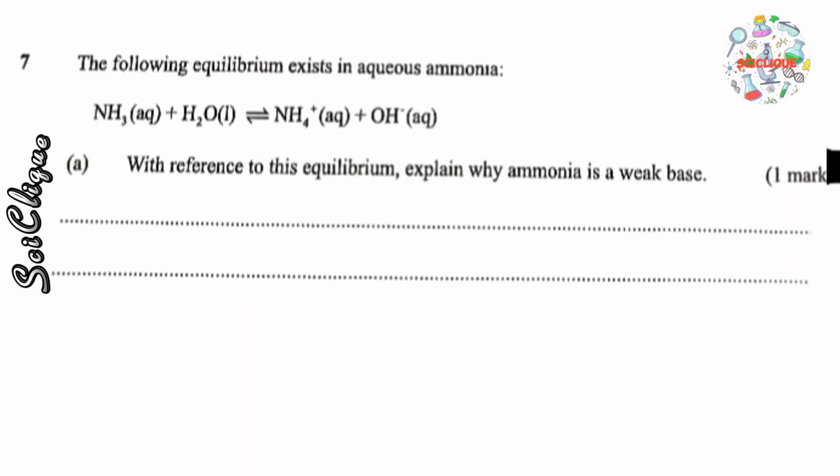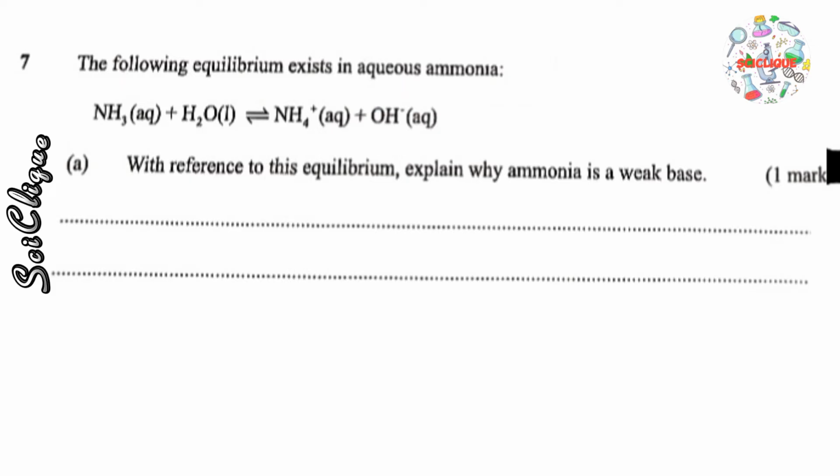Okay, question 7. The following equilibrium exists in aqueous ammonia. Now guys, aqueous ammonia is simply ammonium hydroxide. So ammonium hydroxide partially dissociates in order to form ammonium ions and hydroxide ions. Now, due to the presence of hydroxide ions, this is going to be classified as a base. Remember, it's the hydroxide ions that actually determine the basic properties of a solution.